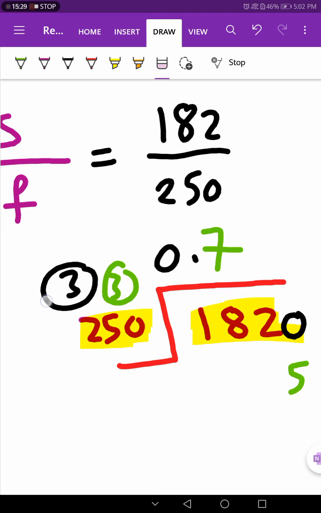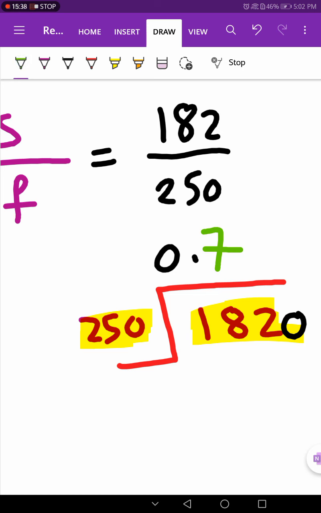Why wouldn't we multiply the 0? 7 by 0. Yes, you are correct. Sorry, I made a mistake. You see, it's 7. We can make 7 by 5 equal 35.